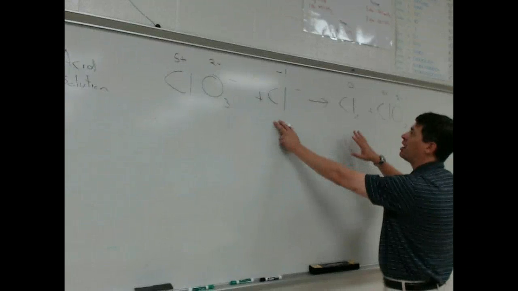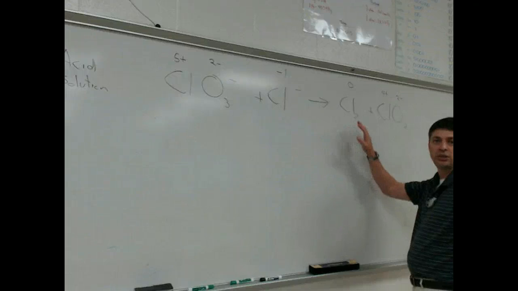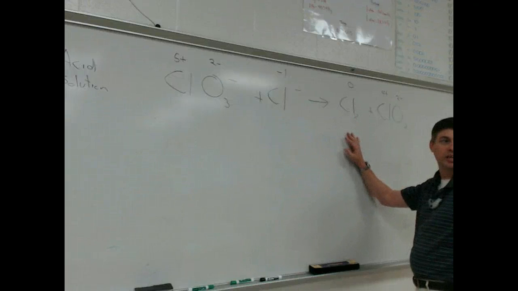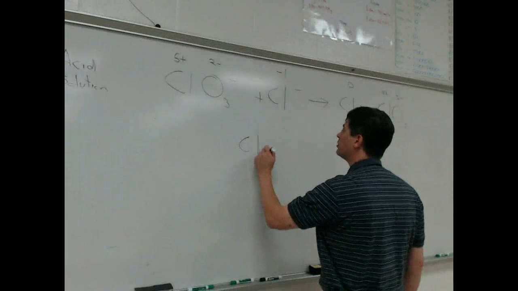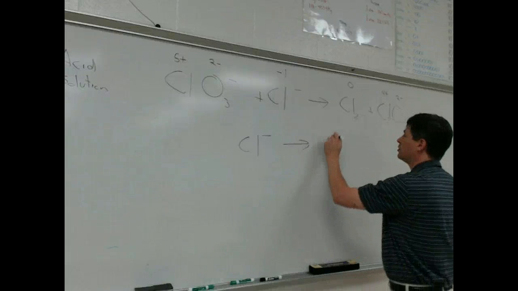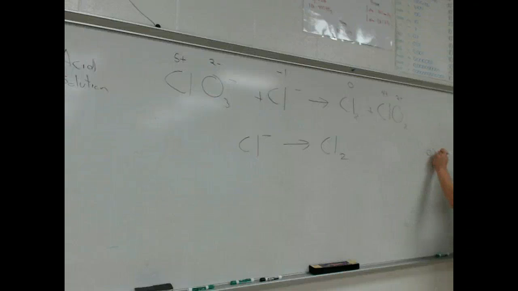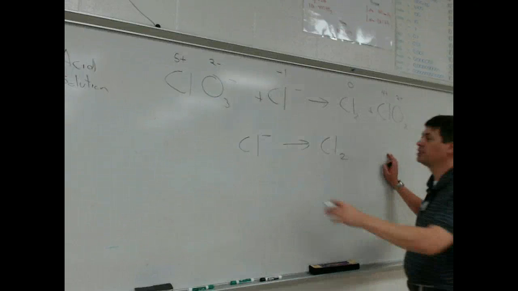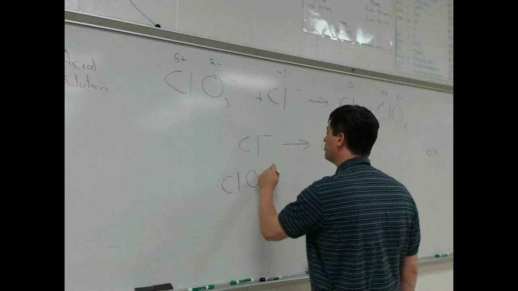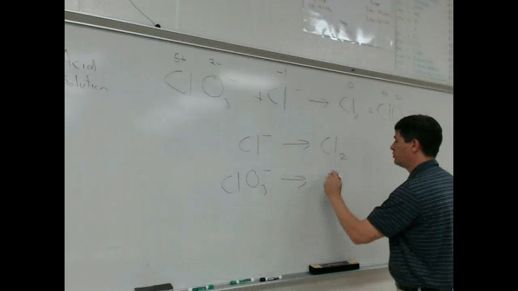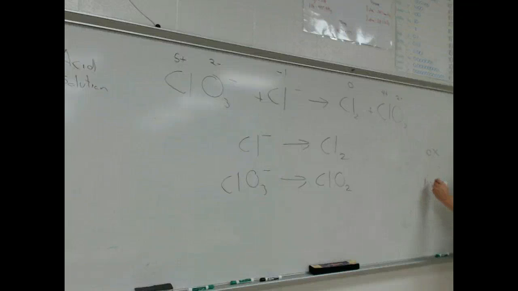So Cl minus, going to Cl2 with oxidation state of 0. That's an oxidation. That has lost an electron. So I'm going to write that first. Okay, that's my oxidation. And the reduction is going to be this going to this. So ClO3 minus going to ClO2. Okay, that's my reduction.